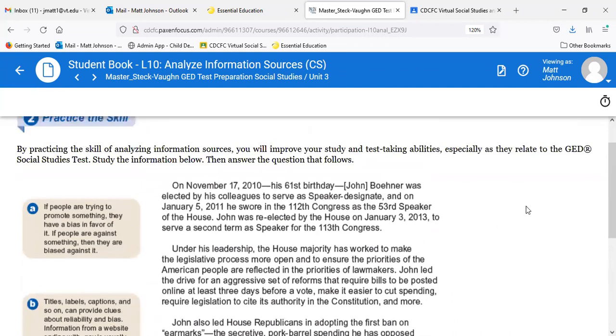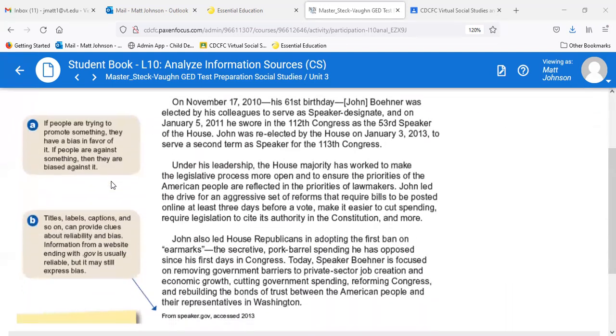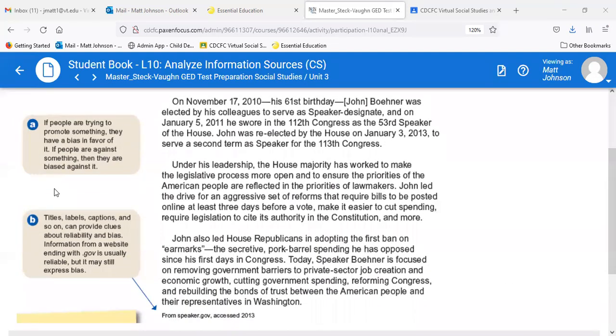So about John Boehner. On November 17th, 2010, his 61st birthday, John Boehner was elected by his colleagues to serve as Speaker Designate. And on January 5th, 2011, he swore in the 112th Congress as the 53rd Speaker of the House. John was reelected by the House on January 3rd, 2013, to serve a second term as Speaker for the 113th Congress. Under his leadership, the House majority has worked to make legislative process more open and ensure the priorities of the American people are reflected in the priorities of lawmakers.